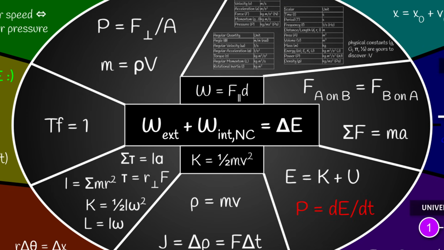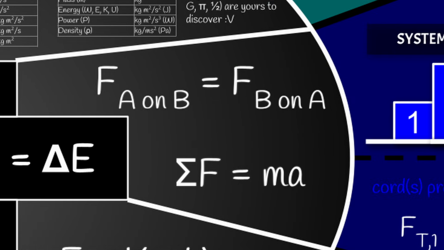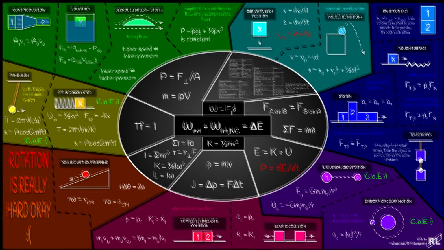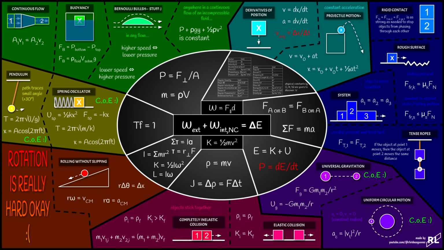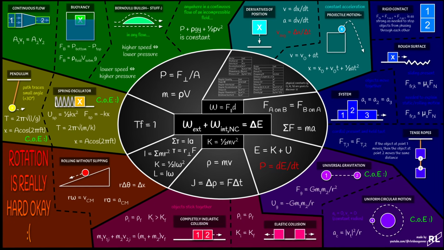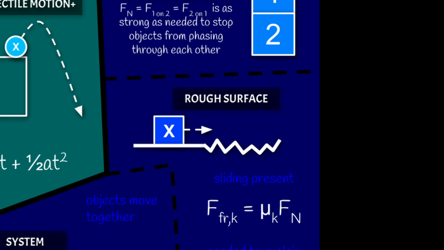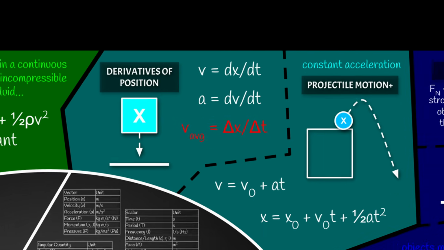In the middle gray area are universal expressions, definitions, units, Newton's laws. These things are true no matter what situation you're in. On the outside are situation-specific formulas, which I'll explain in more detail later. That reminds me, these setups are not mutually exclusive. For example, you can have a tense rope dragging something along a rough surface, or if you're into some really kinky shit. We'll start off with the very first thing you learn in AP Physics, the derivatives of position.